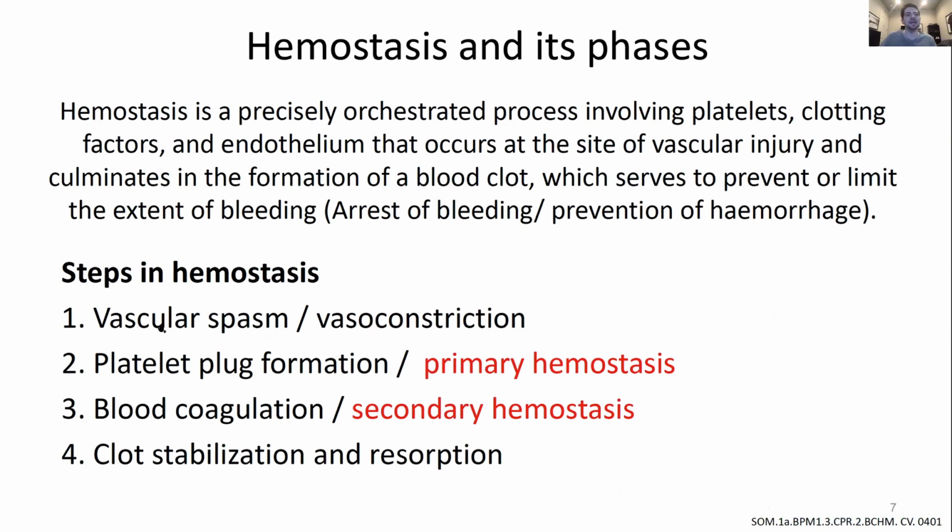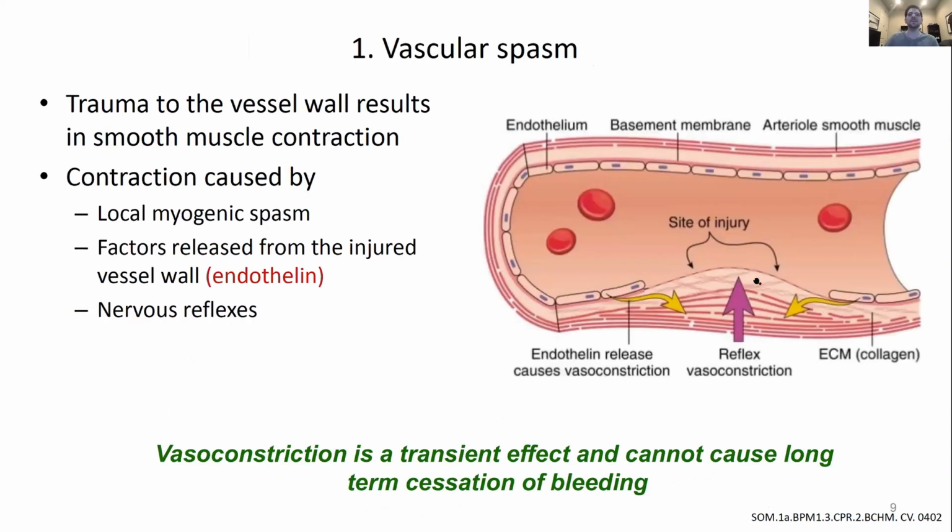The idea is that you have this initial vascular spasm. After that, you want to form a platelet plug, then form the secondary hemostasis, or the factors for hemostasis, and then you want to stabilize the clot. We can see here the initial injury. You want vasoconstriction to stop the blood, and endothelin is a major factor in this. You're going to release that from the endothelium.